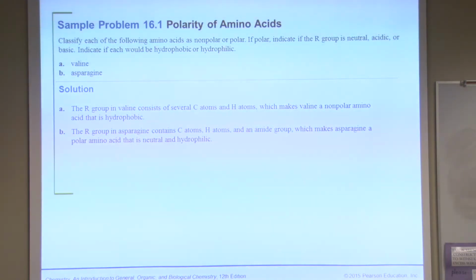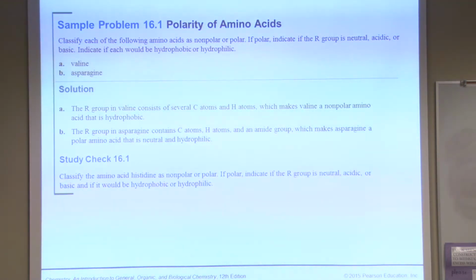The R group in valine consists of a nonpolar amino acid, hydrophobic. Hydrophobic is not loving water, hydrophilic is loving water. Polar amino acid, neutral, hydrophilic. So you have all this information on page 554.